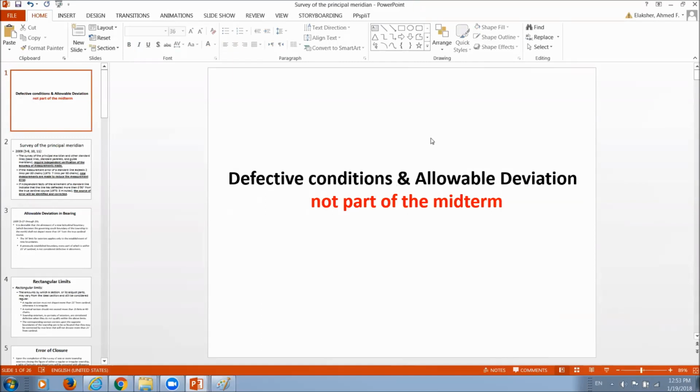So what are we talking about today? We will be talking about some of the defective conditions. In the regular system, we know the dimensions and the orientations of the line. Corners have to be set every 40 chains, and the lines, whether they are in the meridian direction or perpendicular, have the orientation that has been set by the government or by the BLM.